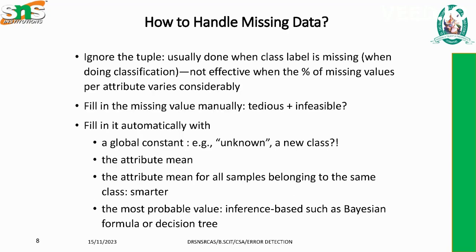So how to handle these missing data? Ignore the tuple, usually done when the class label is missing. Filling in the missing value manually, that also might happen. Fill in automatically with a global constant, like unknown or a new class. The attribute mean, or the attribute mean for all samples belonging to the same class. Or the most probable value, inferred using, for example, the Bayesian formula or a decision tree, by which we can handle these missing data. Okay.